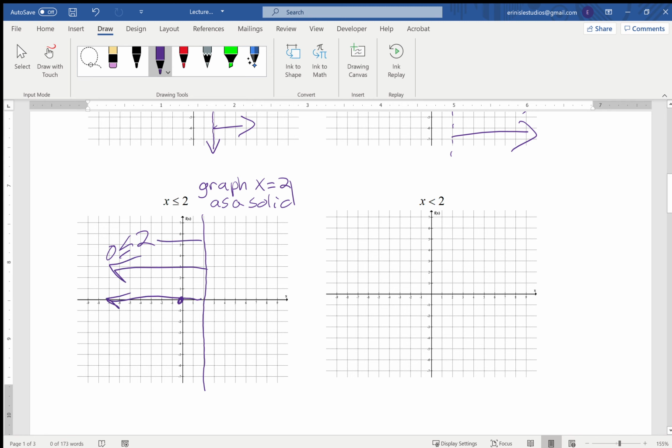Okay, now we're going to try 0, 0. 0 plus 0 greater than or equal to 2. Well, is 0 greater than or equal to 2? No, it isn't. So we shade away from 0, 0. So we're going to shade this side.